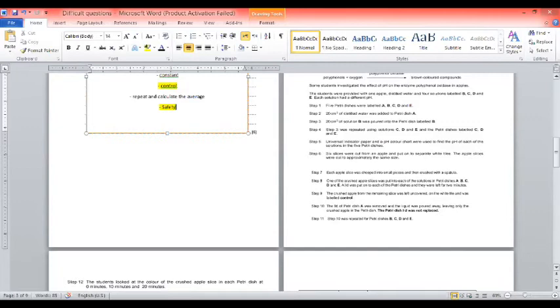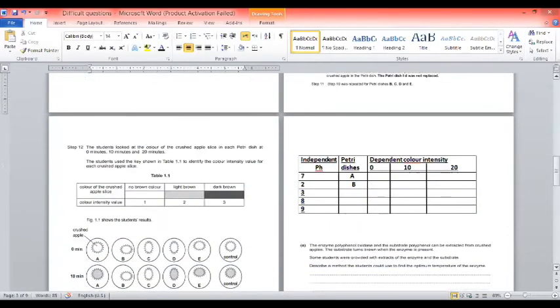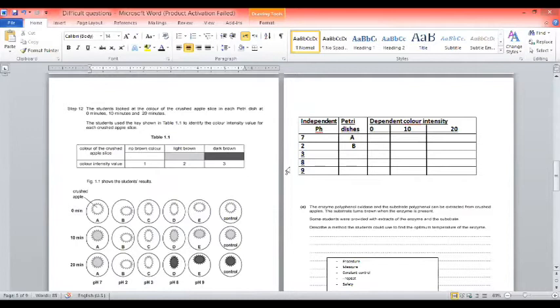And then he repeated the steps with B, C, D, and E. Okay. The student looked at the color of the crushed apple slices at 0, 10, 20 minutes. So they looked at different times, and they compared the color intensity. They had a chart for the color intensity.